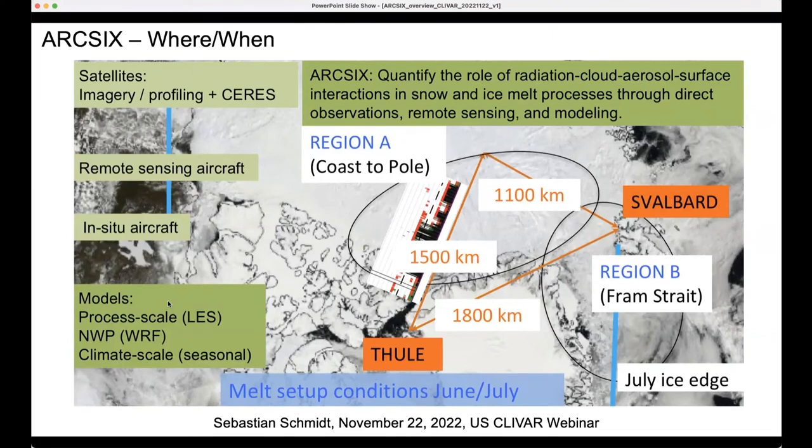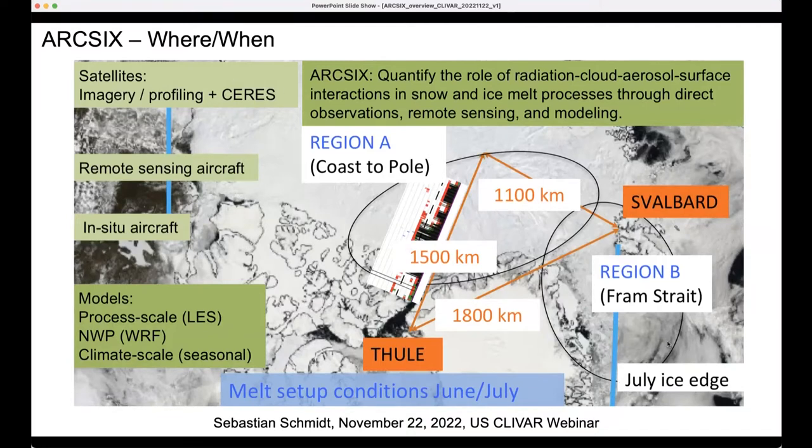Let me show you the area a little bit here. So you see Greenland there, Thule here on the western side. Station Nord is about here where I'm circling, and then Svalbard is there. So we're talking about this triangle here that we're going to be sampling, which is one of the least sampled areas of the Arctic. We have been over here in Fairbanks and the Beaufort Sea quite a bit.